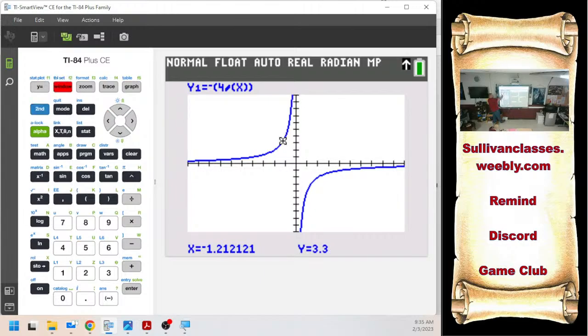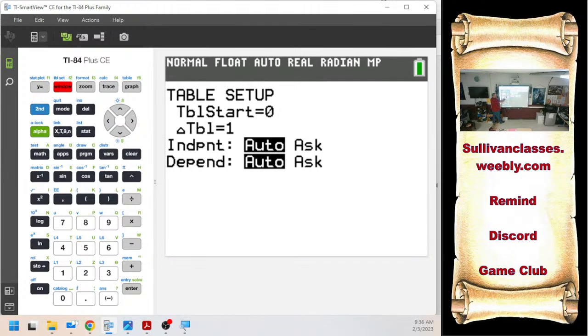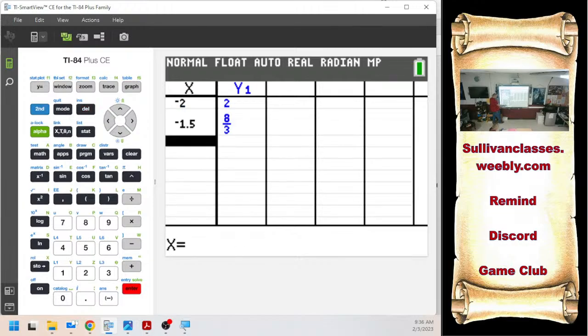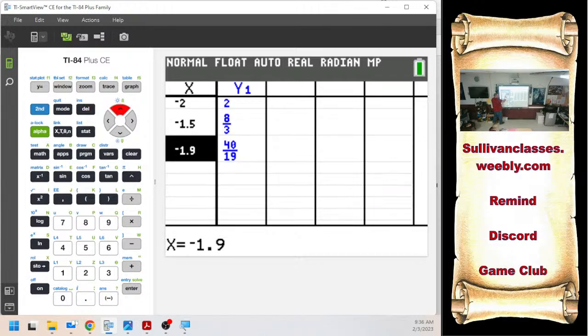Or what I'd recommend is go to your table, switch this over to ask, and you want to come at -1 from both sides. So if I said -2, -1.5, whoa, -1.9. Oh wait, no, other way around. Sorry, -1.1.